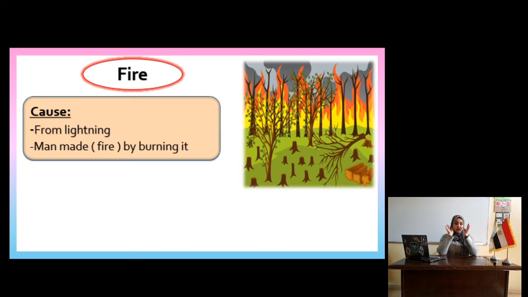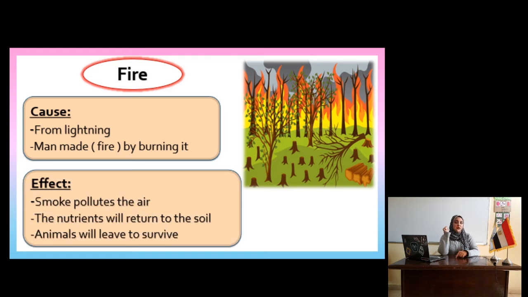We didn't do that. But sometimes we can start the fire. It's man-made. We call it man-made when we burn things. So what's the effect that happens after burning the rainforest habitats? First, the smoke that comes will pollute the air. We can see the gray stuff that comes out into the air. This smoke pollutes the air. The animals will try to run to find somewhere else to live, to find food and water. Also, the plants will die.